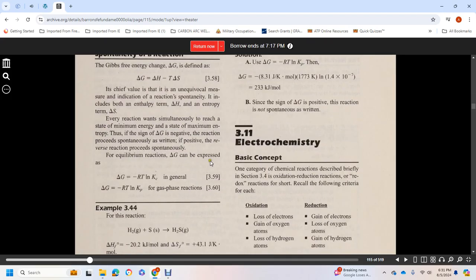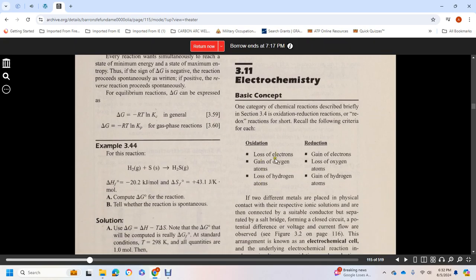Alright, 3.11 electrochemistry, basic concepts. One category of chemical reaction, basically discussed and described in section 3.4, is oxidation reduction reactions, redox reactions for short. Recall the following criteria: oxidation is loss of electrons, gain of oxygen atoms, or loss of hydrogen. Reduction is loss of oxygen or gain of hydrogen.